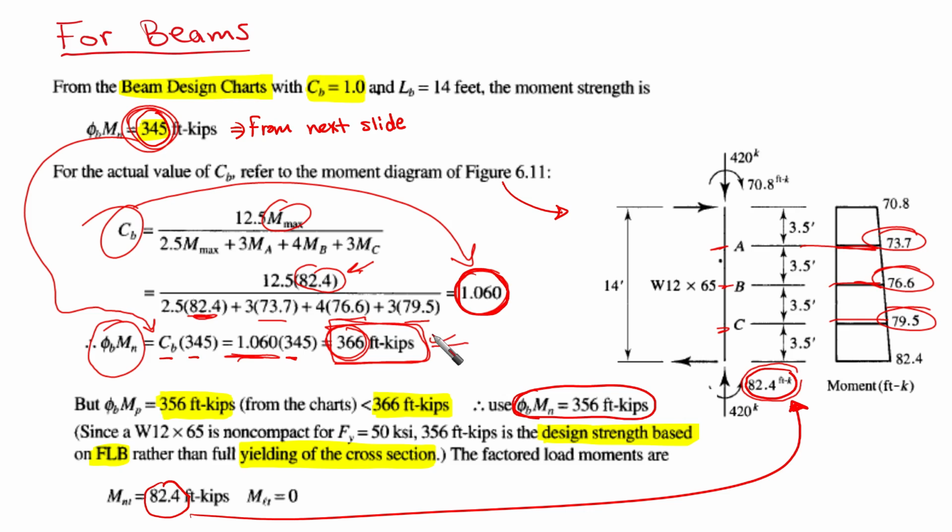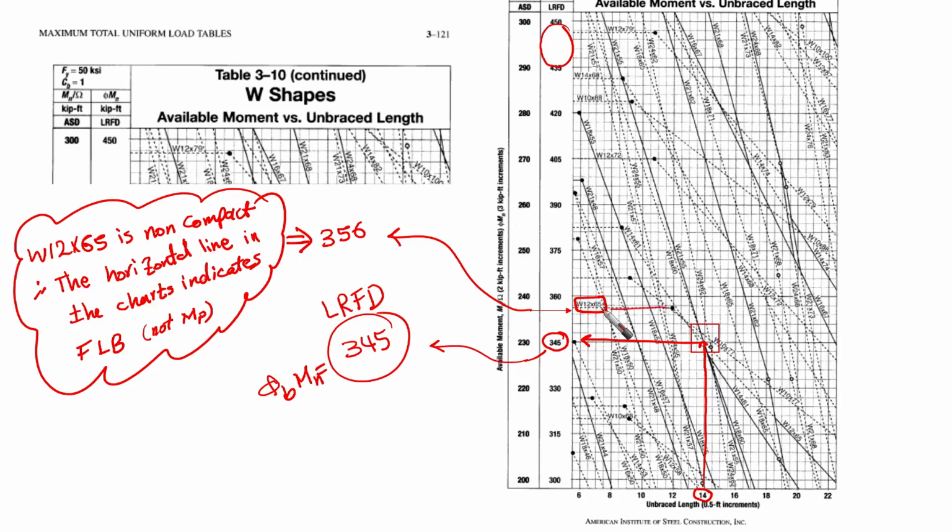Okay, but we need to check something important here. This is Cb times phi Mn based on our Cb, but this value should not exceed what? The plastic limit. Do you remember? We have plastic limit here. If our shape is compact, then this is the plastic limit, yielding, okay? But if not, the horizontal one is going to be the flange local buckling limit for us, right? That's an important issue. So let's go to the chart and check what is the horizontal line here, larger than 366 or less than. Let's go here and see. So if you go, you're going to find this is the horizontal line here, and it is 356.